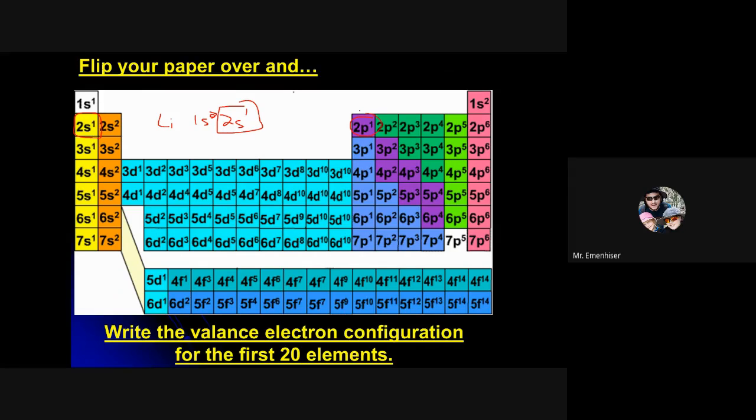Like here, here's boron. Boron's configuration is 1s2, 2s2, 2p1. So notice that it says 2p1 here, and it's only showing that valence shell. Okay, it's 2 because it's on the second level. There's the first level, there's the second, and remember this is the p block. So that's why it's 2p1.